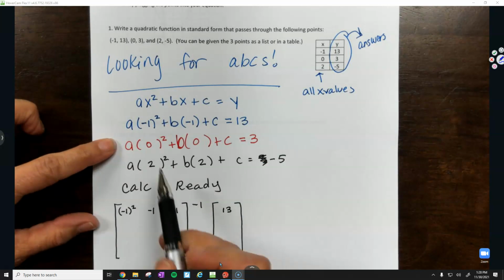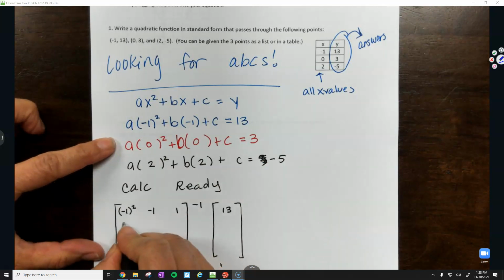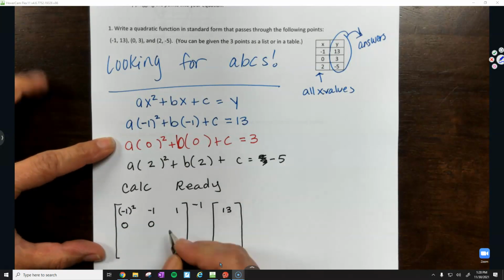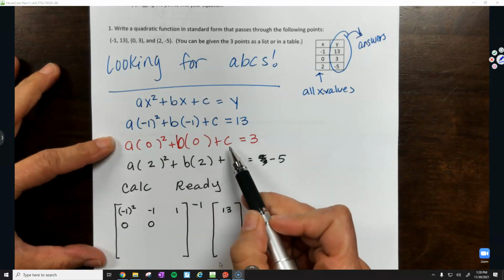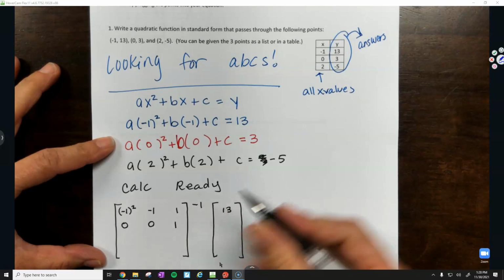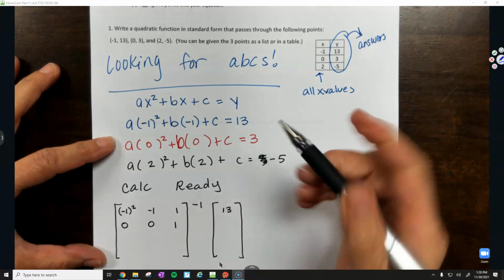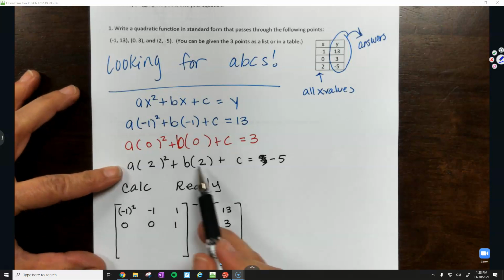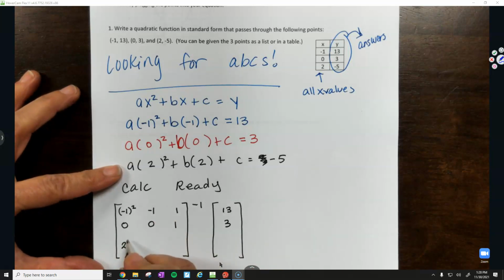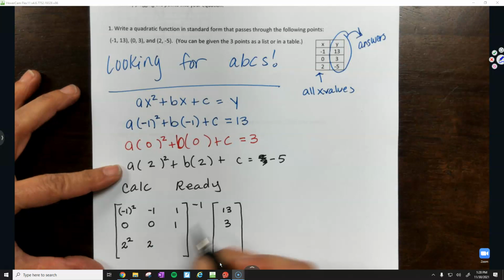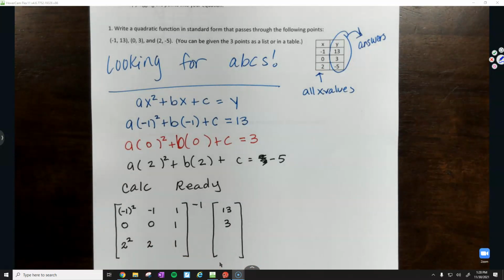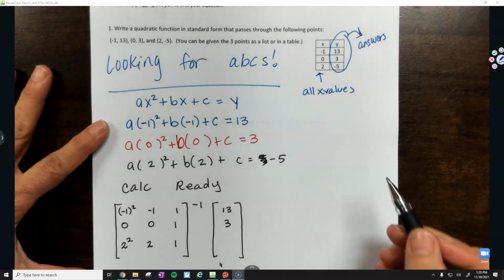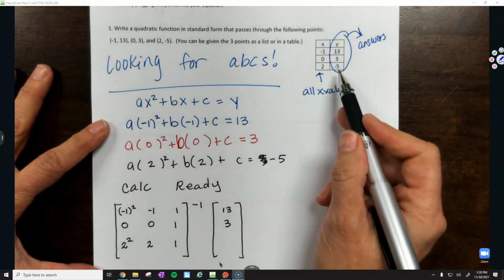So for the next one, these are zeros. So 0 squared, of course, is 0. The next number is just plain 0. And remember, the coefficient for c is still a 1. But in this middle row, it equals a 3. For our last row, we had 2 squared and then a regular 2. And remember, c has a coefficient of 1. c is always going to have a coefficient of 1. And then this answer equaled a -5.